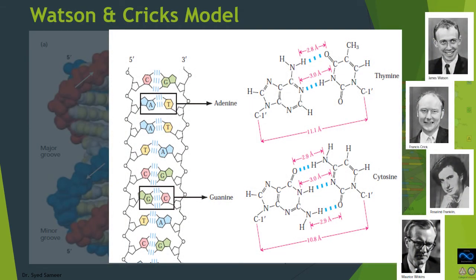Further, the hydrogen bonds between the nitrogen bases, that is adenine and thymine and guanine and cytosine, have different kinds of lengths. In adenine and thymine, the bonds are from 2.8 angstroms to 3 angstroms, and the hydrogen bonds between the guanine and cytosine are 2.93 and 2.9 in length. So the interactions usually vary from 2.8 to a maximum of 3 angstroms.